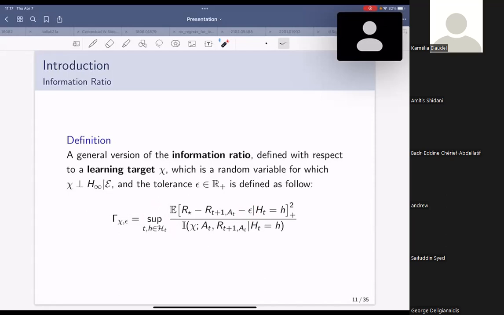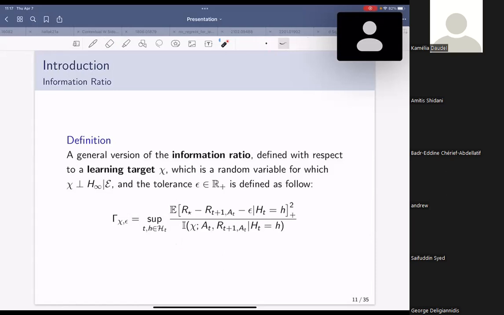And instead of defining the information ratio with respect to the environment, we are defining it with respect to something called the learning target. We denote it by chi. And chi is a random variable, which is independent of the whole history conditioned on the environment. Obviously the environment itself can be a learning target, so chi is just the general case. Chi can be equal to the environment.